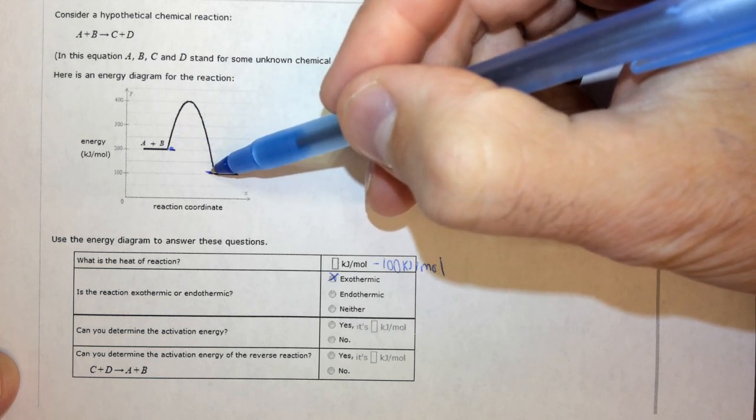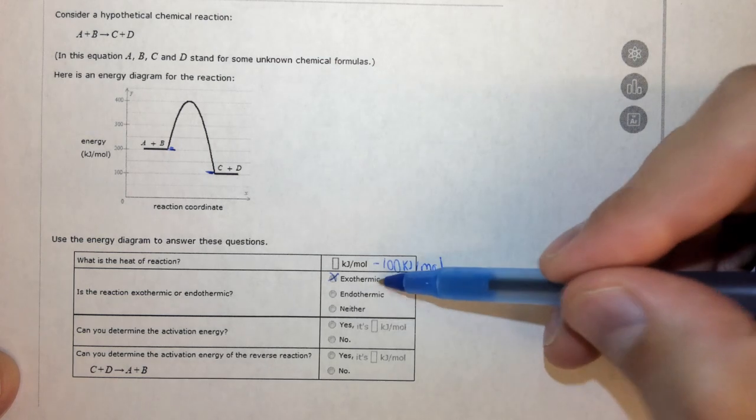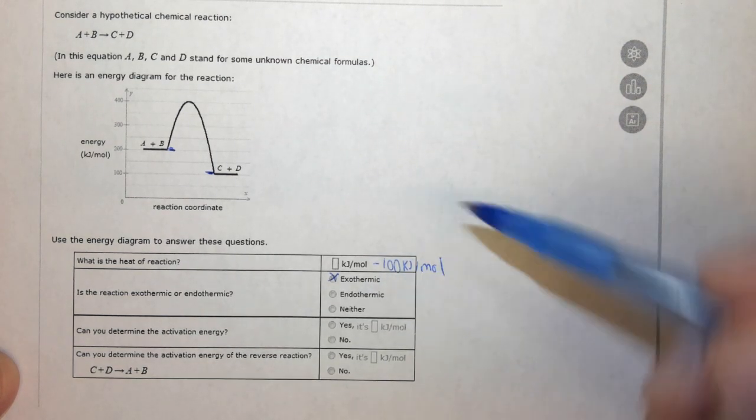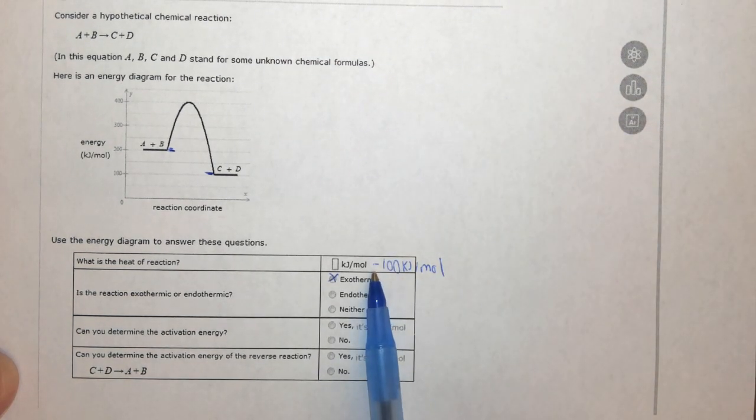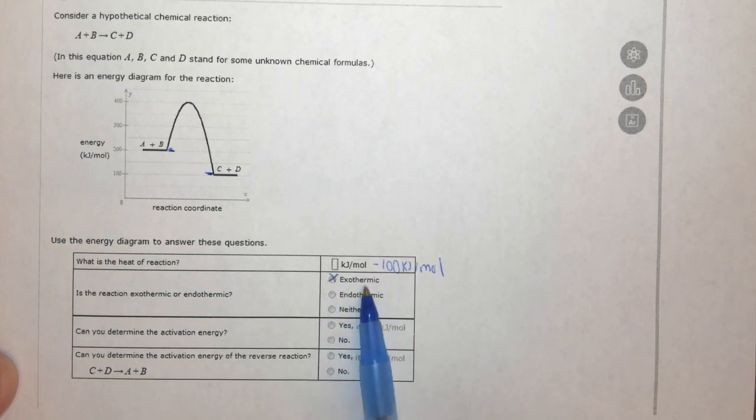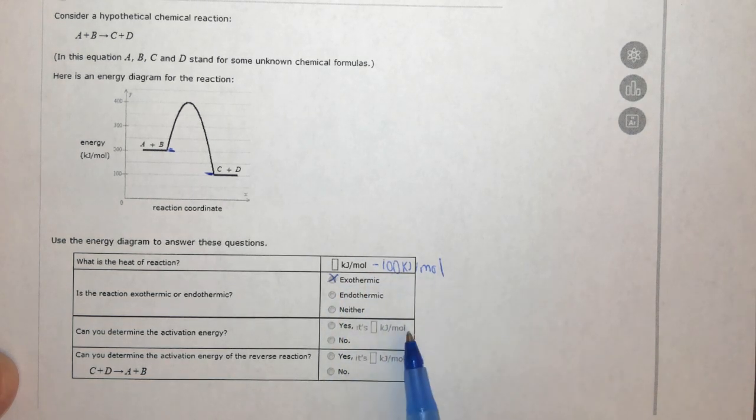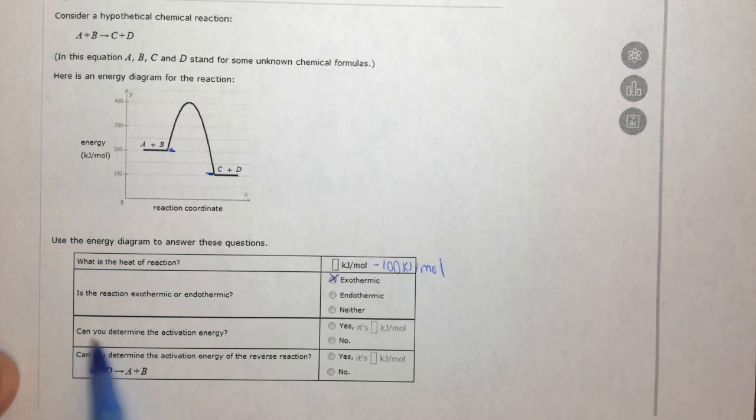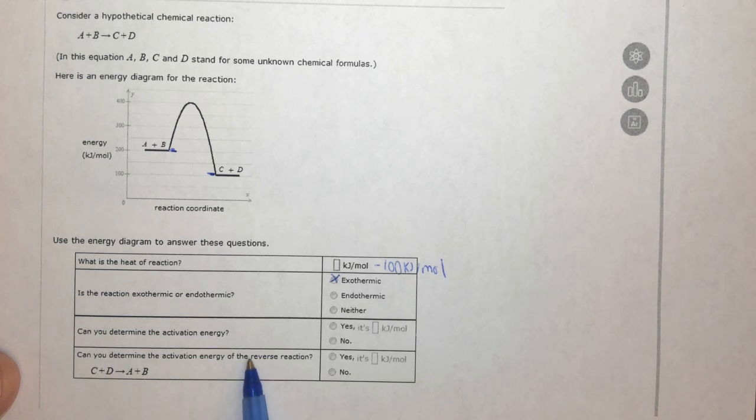Any reaction where energy is released is exothermic. Another way you could do this is you just figured out the heat of the reaction is negative. If the heat of the reaction is negative, it's exothermic. It's another way of saying the same thing. Next, it says, can you determine the activation energy?